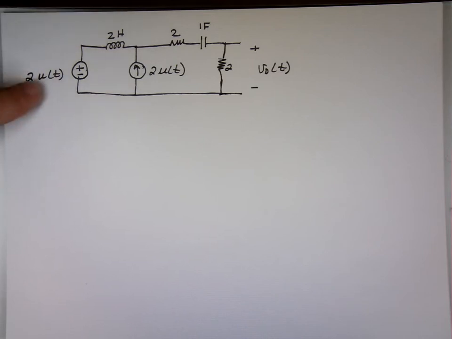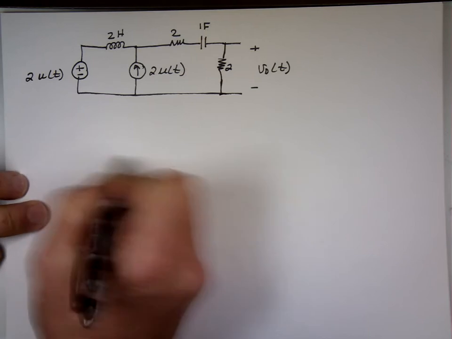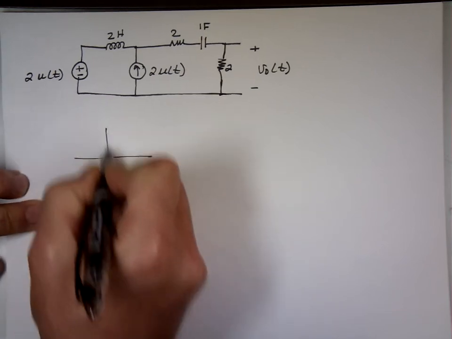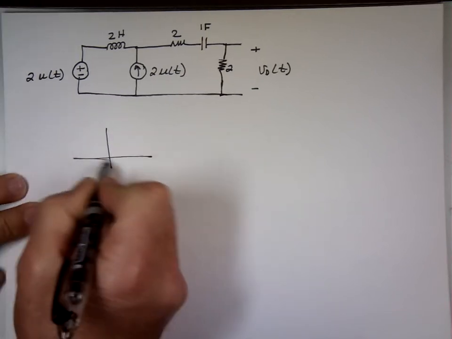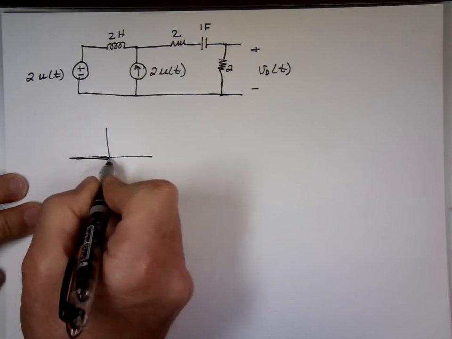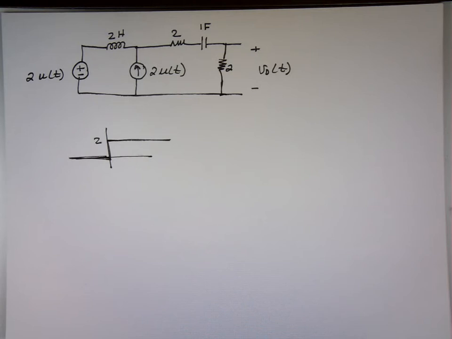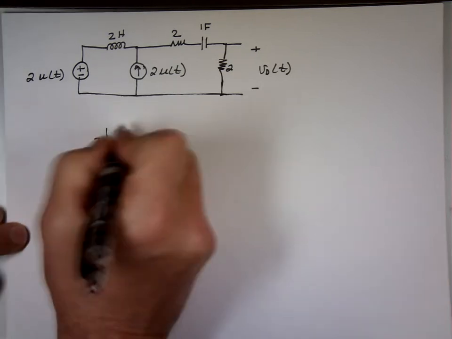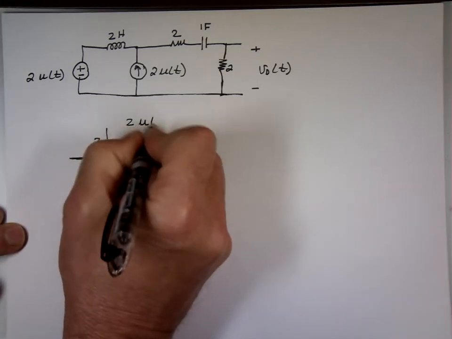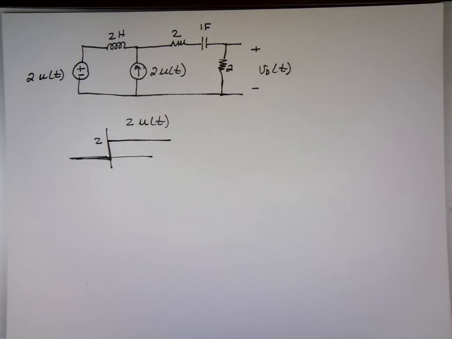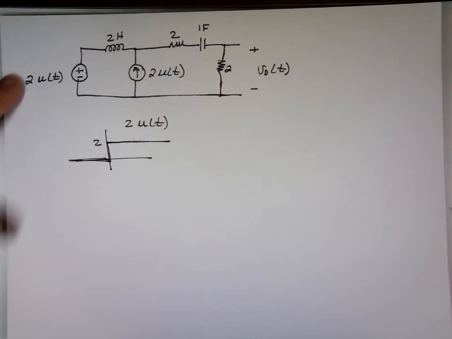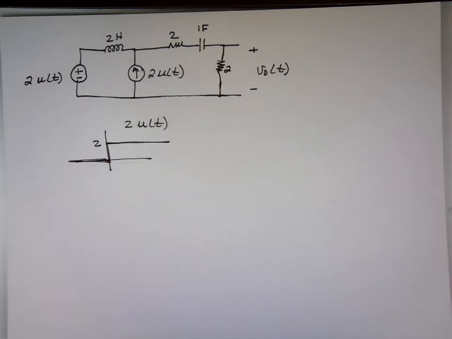If your source is u sub t, because what we tell you here, u sub t, or 2u sub t, is this source. It has a value of 0 for t less than 0, has a value of 2 for t greater than 0. That's what 2u sub t is. So it's really equivalent to having a 2-amp source with a switch. When t hits 0, the switch will close. And now you have current and voltage going through the circuit.